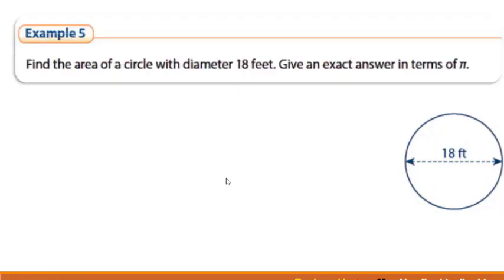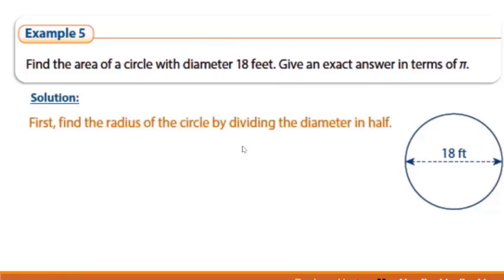Number 5. Now I have diameter. I need area, but to find area, supposed to have radius. How to replace this diameter with radius? You remember, I told you that radius is half of the diameter. So half of 18. If I take my diameter and take the half, mean I divide it by 2. So my radius is 9 now.